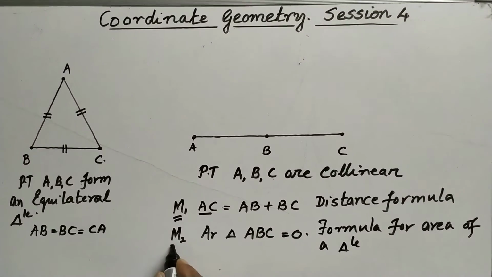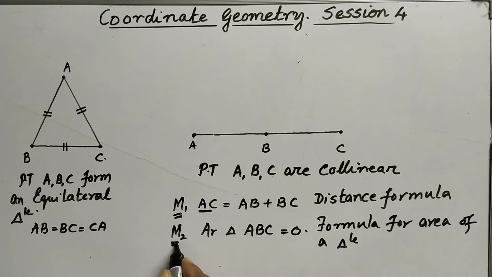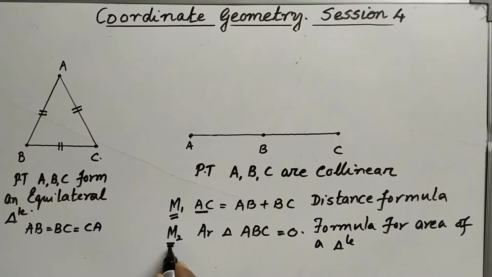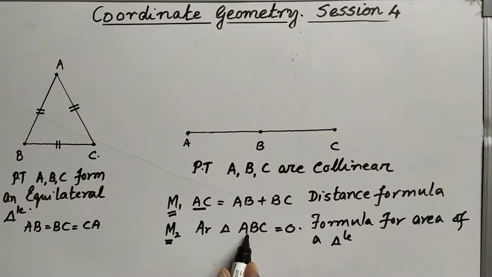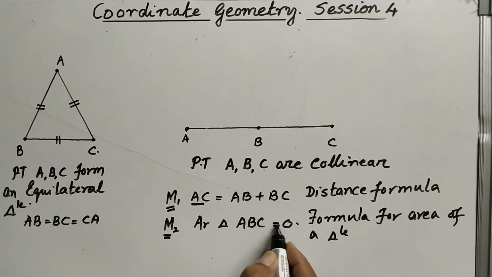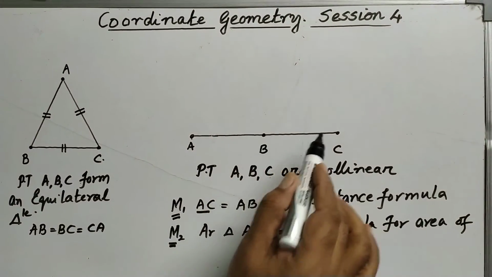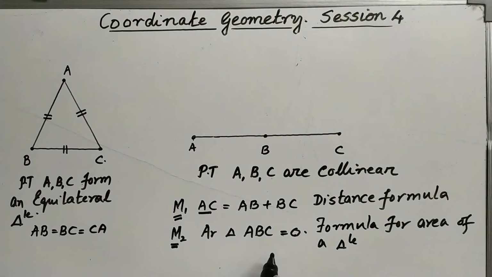Or by using the second method, using the formula for the area of the triangle, if I find the area of triangle ABC and if the area is equal to 0, then the three vertices A, B and C are collinear.